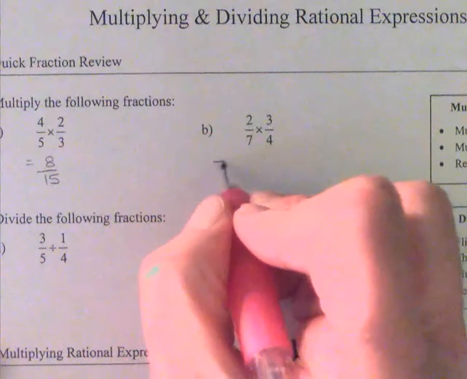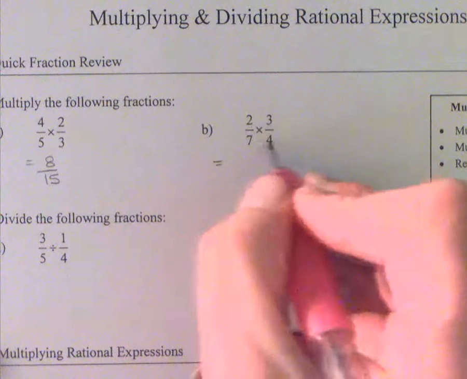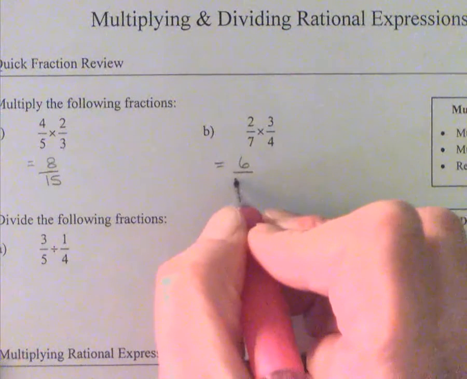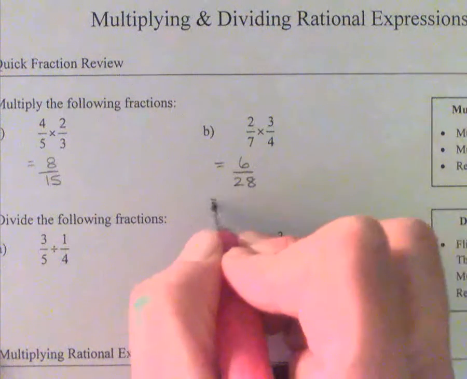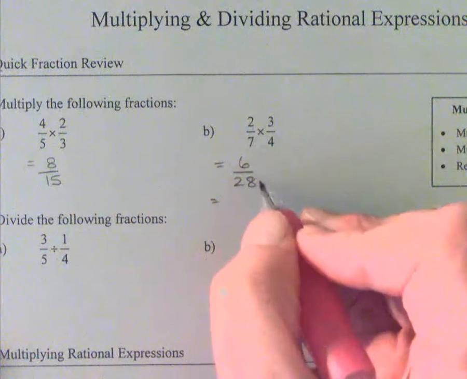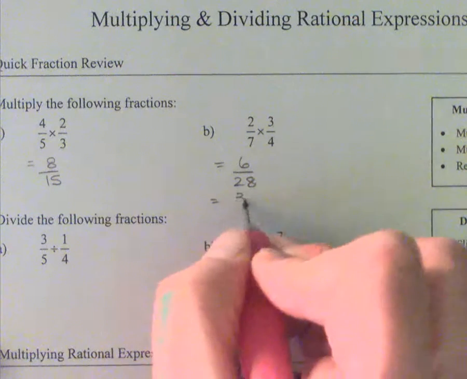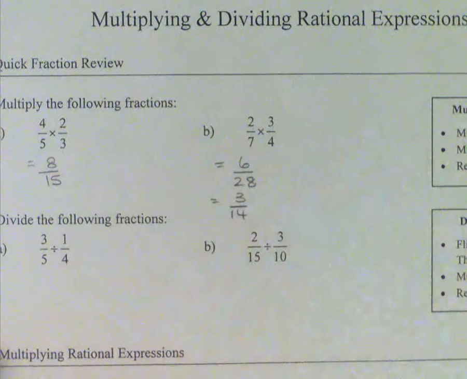Same here, we're going to do top times top, bottom times bottom. So we're going to get 6 over 28. I can divide both the top and the bottom by 2. So I'm going to get 3 over 14.